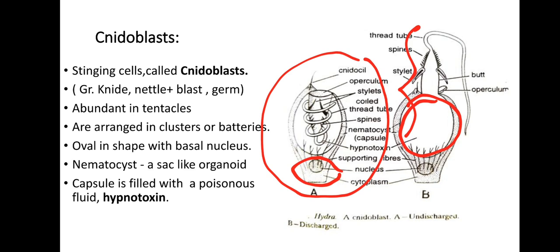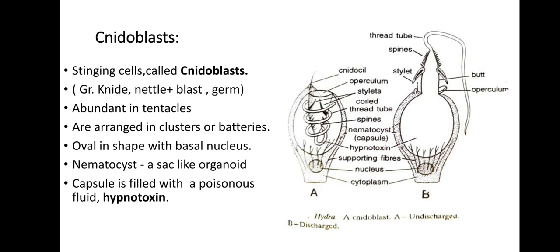Now this nematocyst has a capsule, a small bag filled with a fluid called hypnotoxin. Hypno refers to sleep, a toxin that induces sleep, you can say. Simply, these chemicals are capable of paralyzing any animal, smaller animals for example. For some time they can make them immovable. That's a property of this particular chemical, that's why it is named hypnotoxin.